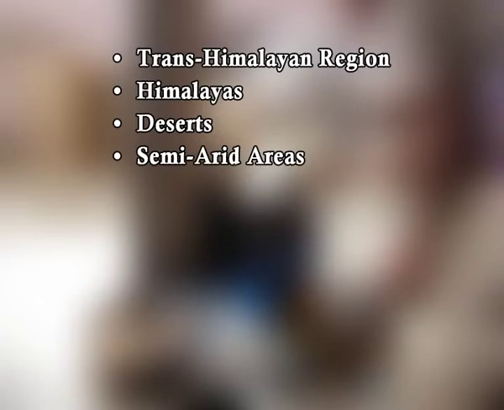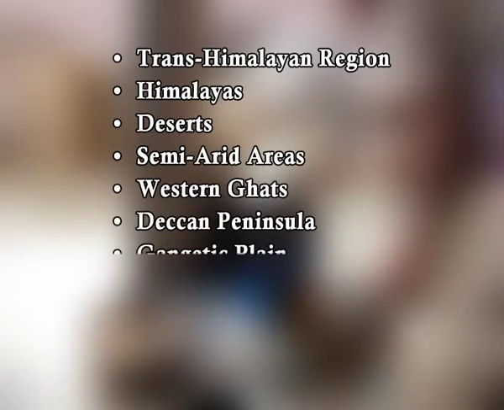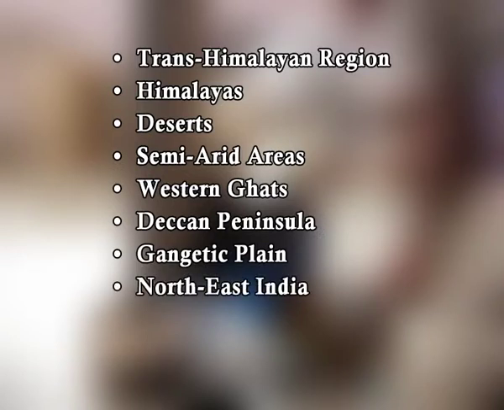As per a recent classification done by Rogers et al. 2002, the country has 10 biogeographic zones. Number 1, Trans-Himalayan region. Number 2, Himalayas. Number 3, deserts. Number 4, semi-arid areas. Number 5, Western Ghats. Number 6, Deccan Peninsula. Number 7, Gangetic Plain. Number 8, Northeast India. Number 9, islands. And number 10, coasts.